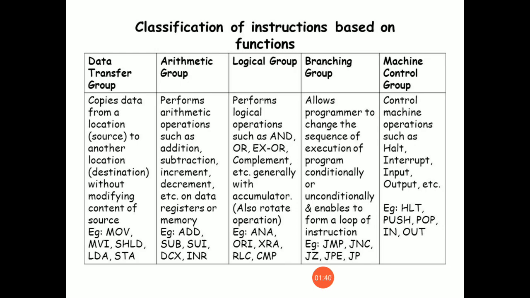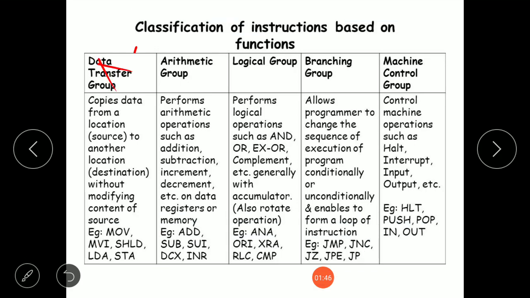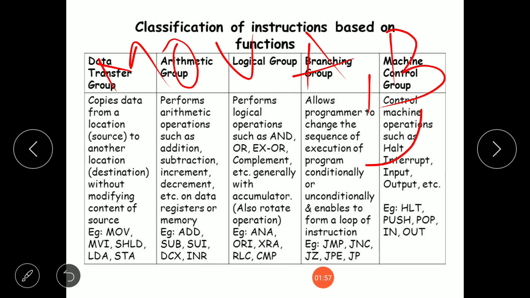So the examples are MOV. For example, MOV A comma B. What it does, this instruction copies the content from register B to register A, and suppose the content of register B is 42H. 42H means 42 in hexadecimal format.